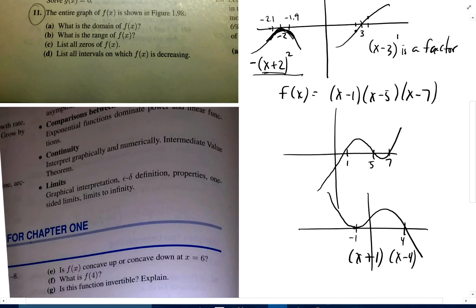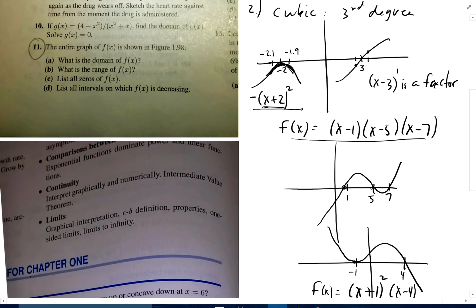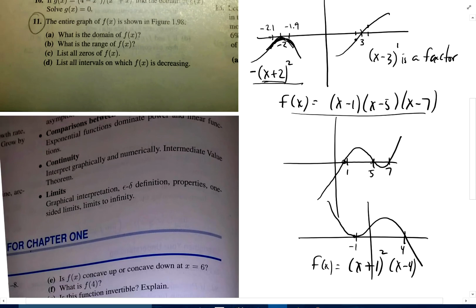But like I said earlier, this has to be a squared term because the values on both sides are the same. Okay, so this would be an example of this. So this is a possible cubic that has those 3 roots. All right, let's take a look now at number 11.